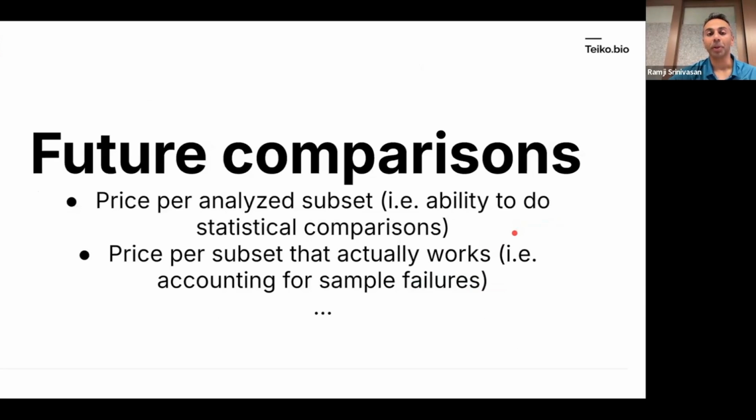For example, on fresh blood, about 10 to 20% of those samples fail, and this method that we're describing doesn't yet account for that kind of sample failure. If you wanted to compare against price per subset that actually works, that might be something to consider in future directions. So hopefully you enjoyed this webinar and this metric makes sense to you.